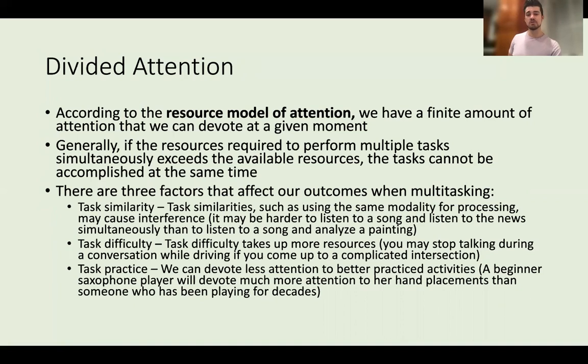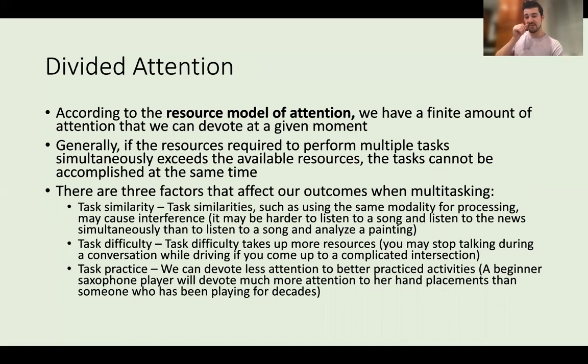So according to the resource model of attention, we have a finite amount of attention that we can devote at a given moment. Generally, if the resources required to perform multiple tasks simultaneously exceed the available resources, so if the sum of all of it exceeds the available resources, the task cannot be accomplished at the same time, which makes sense. It's going to be a lot easier to do two easy tasks at the same time than it is to do two incredibly difficult tasks at the same time.